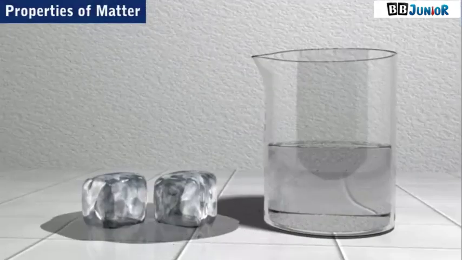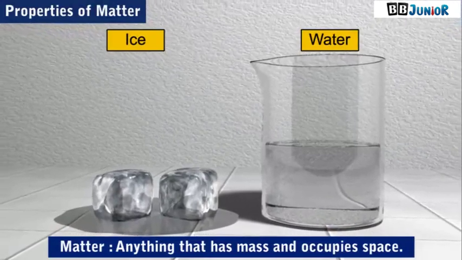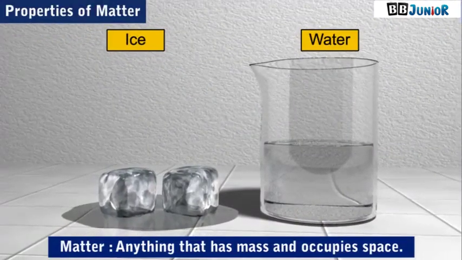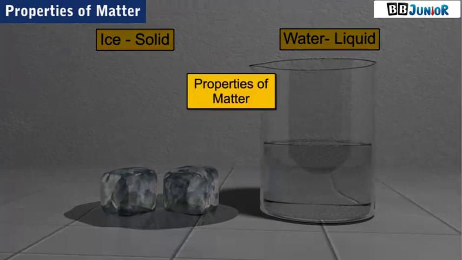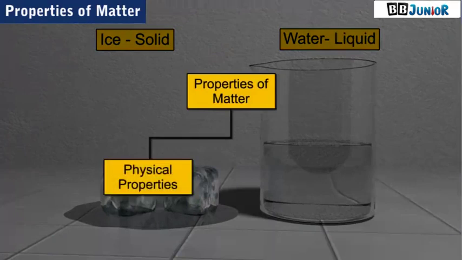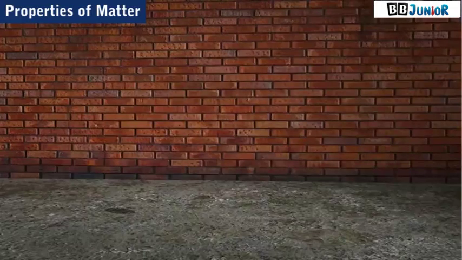Properties of matter. As we learned, matter is anything that has mass and occupies space. Every substance is made of matter and has unique properties. We can classify properties as physical and chemical properties. Let's learn about them. We have with us a rubber ball.